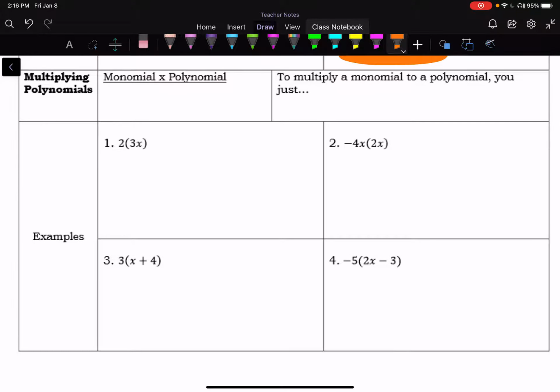Moving on, we're going to start talking about multiplying polynomials. The first type of problems that we're going to look at is a monomial times a polynomial. A monomial is a polynomial that only has one term, and a polynomial can have one or more terms. To multiply a monomial to a polynomial, you just distribute.